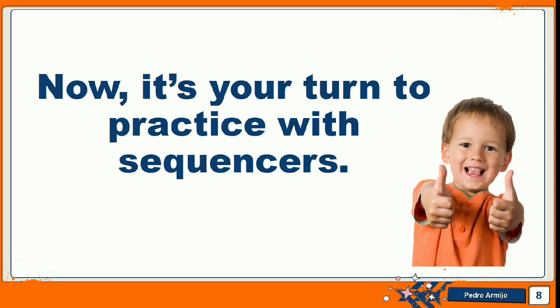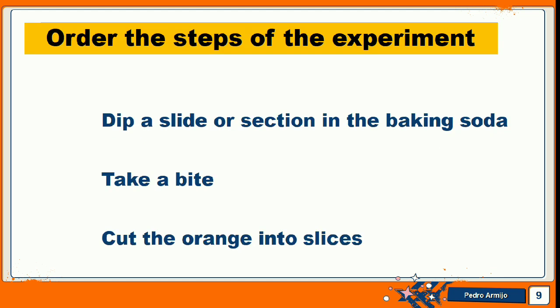And now, guys, it's your turn to practice with sequencers. As you know, sequences are quite easy, so you're going to do it very well. Now, our first activity. Order the steps of the experiment. In the last experiment, we read the steps and the instructions. So now you are going to order our steps. Here we have the steps, but these steps are in disorder. What you have to do is order them and check if they're correct or incorrect. You can stop the video and then you can continue.